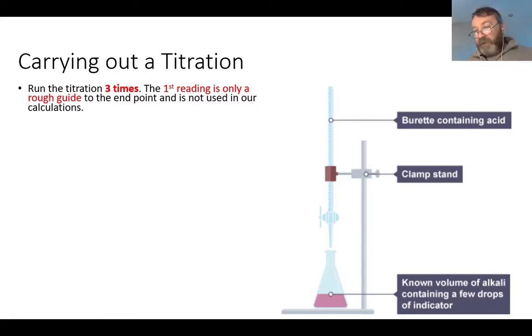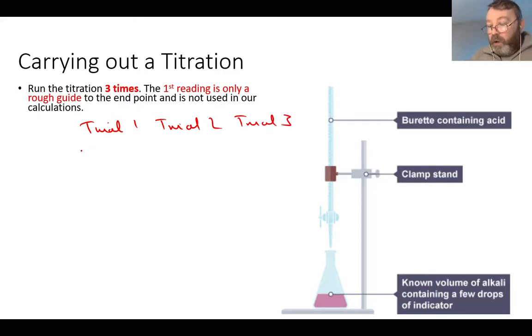Okay, the first time we run a titration is in order to get a rough estimation of where the point of neutralization or end point of the chemical reaction is going to be. So we never take the first answer, the first titration figure, as part of our calculations. It is a guide. Okay, so you'll always have 3 attempts. So you'll have trial 1, trial 2, and trial 3. Now, the trial 1 is always just an approximation for where the end point is.